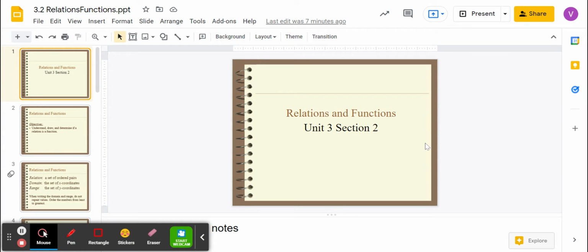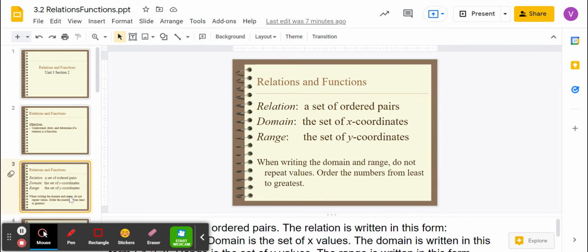All right, guys, let's take a look at Unit 3, Section 2, which deals with relations and functions. So a relation is simply a set of ordered pairs. So we're going to have a bunch of x and y coordinates. That's going to be your relation. Your domain is going to be your x coordinates or just your x values, and the range is going to be the y coordinates or your y values.